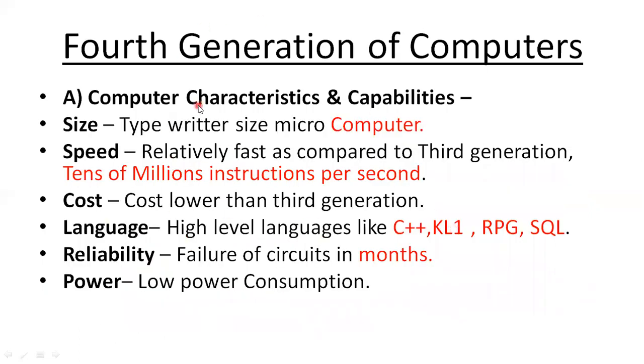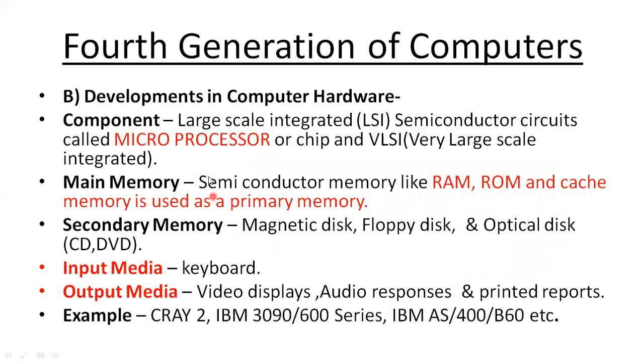Some of the characteristics of the fourth generation of computer: the size is typewriter size, microcomputer, and then speed relatively fast compared to the third generation, tens of millions of instructions per second, and then the cost is lower than the third generation. Languages used here are C++, RPG, SQL, like that. Relatively few failures of the circuit in a month, and low power consumption in the fourth generation.